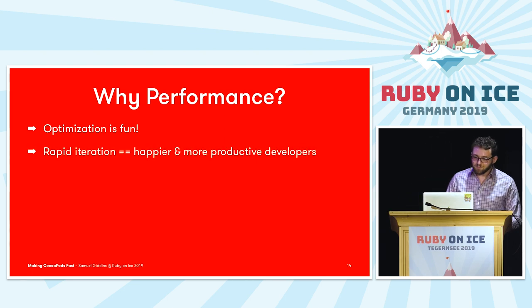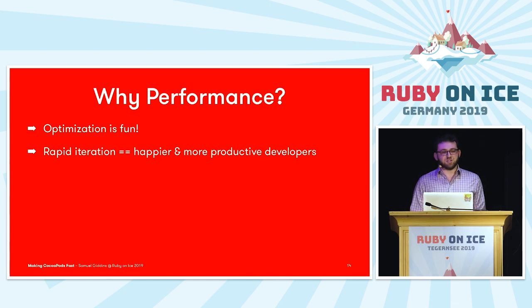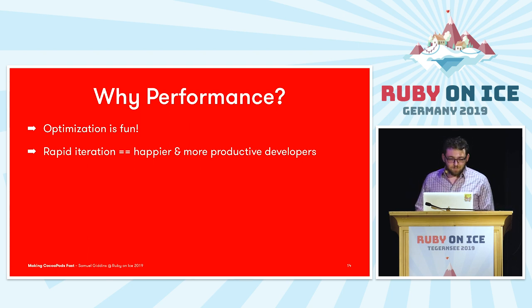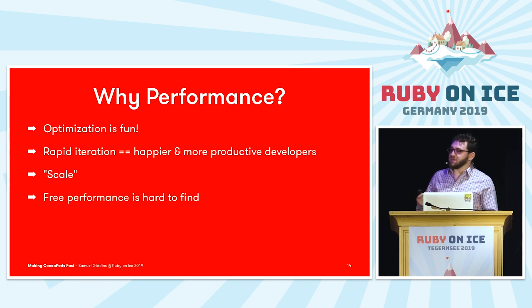Now, from the business perspective, rapid iteration, no matter what tool set you're using, means you have happier and more productive developers. That means money to your boss, and that's important. There's also this notion of scale, which is when the set of things that you're working with gets bigger, how much worse does performance get? And as I said earlier, free performance is hard to find. It's something you really have to work for.